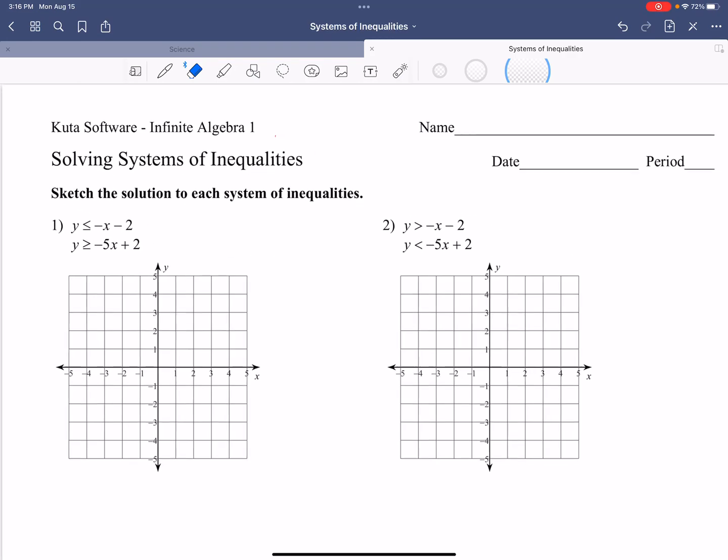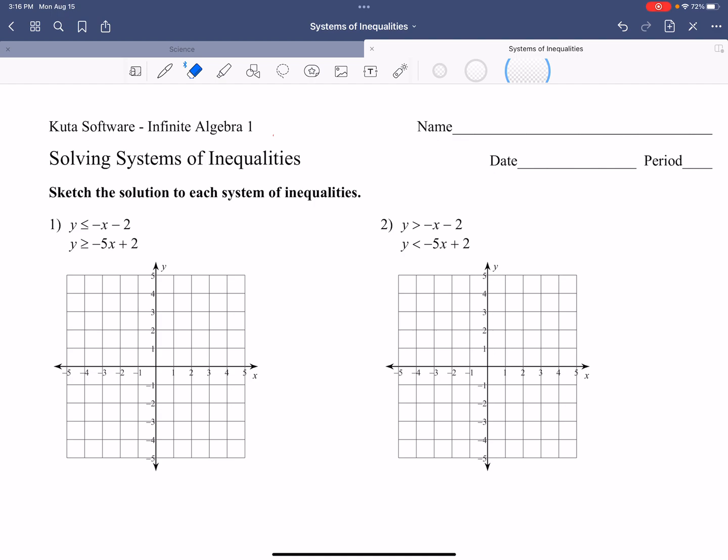I found some practice problems on Kuta Software under the Infinite Algebra 1 section. They have lots of worksheets, so if you haven't checked that out, you might want to look into that one.